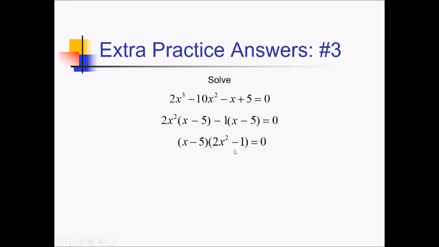Setting each of these equal to 0 and solving, we see that x has to equal 5 for that first factor. And then for the next one, I can add 1 and divide by 2, so I have x squared equals 1/2. And then I can square root both sides. So initially, I can write plus or minus square root of 1/2. But now if I wanted to simplify that, this is really the square root of 1 over the square root of 2, which is just 1 over the square root of 2. Multiplying by square root of 2 over itself, I just end up with radical 2 over 2.